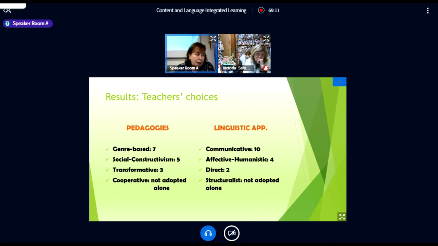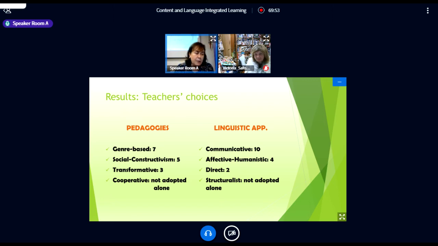And finally, cooperative methods and competency-based were not applied alone. And the assessment of the competencies involved in the students' final tasks proved to be difficult for teachers. As for linguistic approaches, the communicative approach, especially the notional functional methods, was highly adopted. Only one of the 10 teachers who opted for it preferred the situational one.